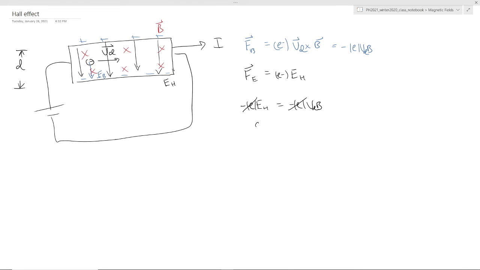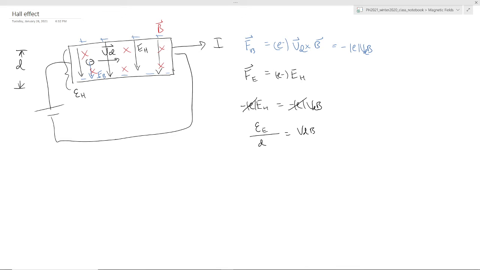Now, normally what we would do is we would express this electric field as the voltage, which is called the Hall EMF, over the width of the strip. So in other words, we'd have this relationship. And this is because you can measure the potential. So let me be a little more clear here. We'll call this E_H, and then the potential difference across the two sides of this would be the Hall EMF. And this is the relationship that we usually talk about when we're talking about the Hall effect.